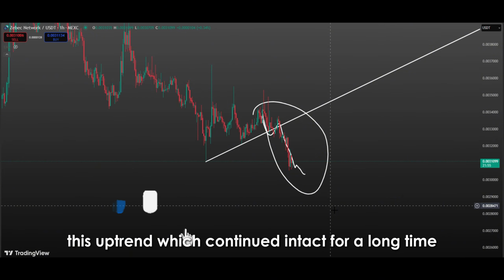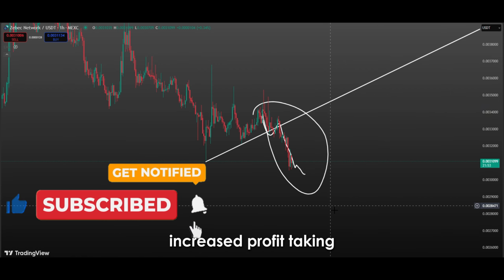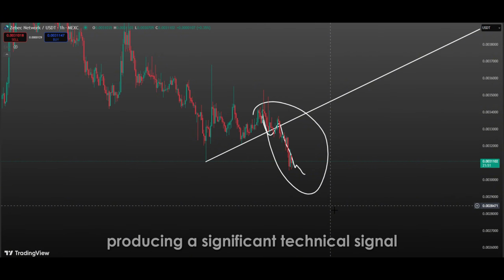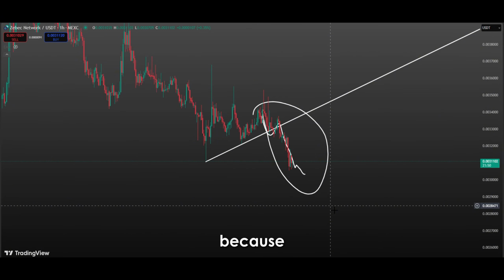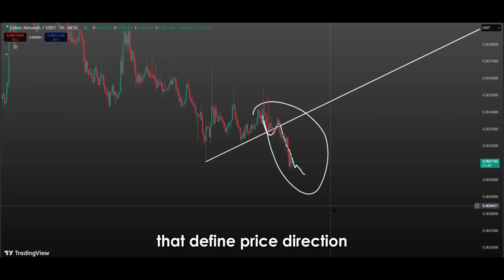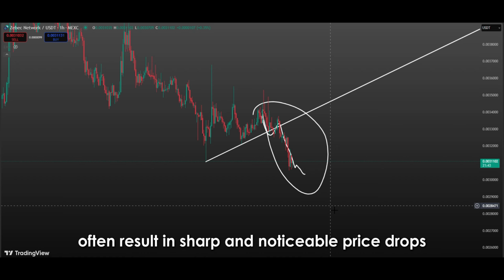This uptrend, which continued intact for a long time, eventually broke due to weakening buying pressure, increased profit-taking, and a shift in overall market sentiment. The price dipped below this ascending support line, producing a significant technical signal. Because ascending trend lines are not just visual constructs, they also represent psychological boundaries that define price direction. A break below this boundary shows that buyers are no longer able to respond adequately, and sellers are beginning to take control. Such breakdowns often result in sharp and noticeable price drops.